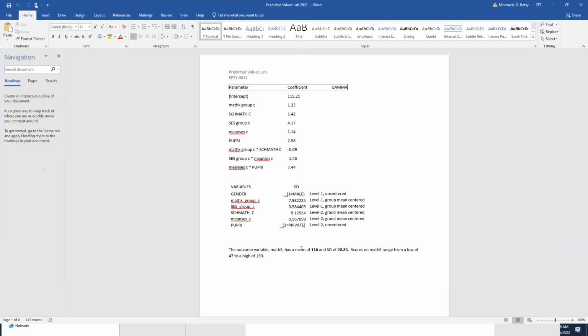Because again, we also have mean SES in there and we have SES. So this is holding constant SES and mean SES.